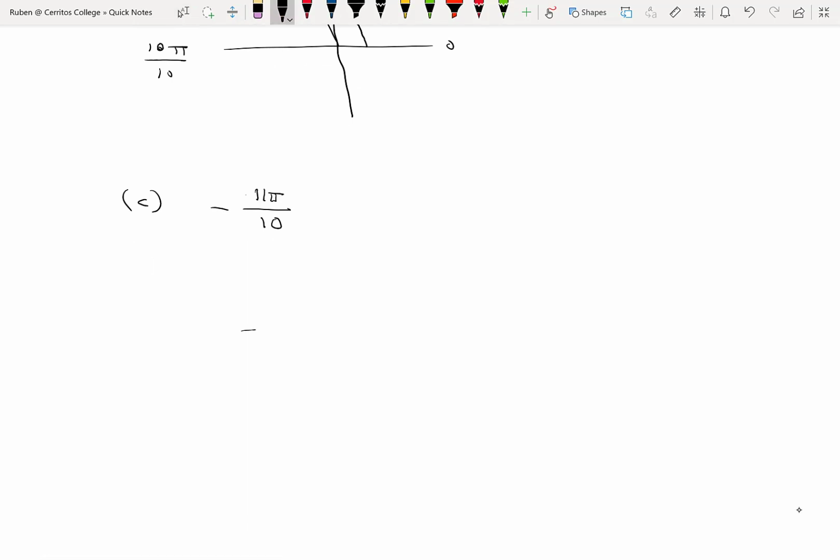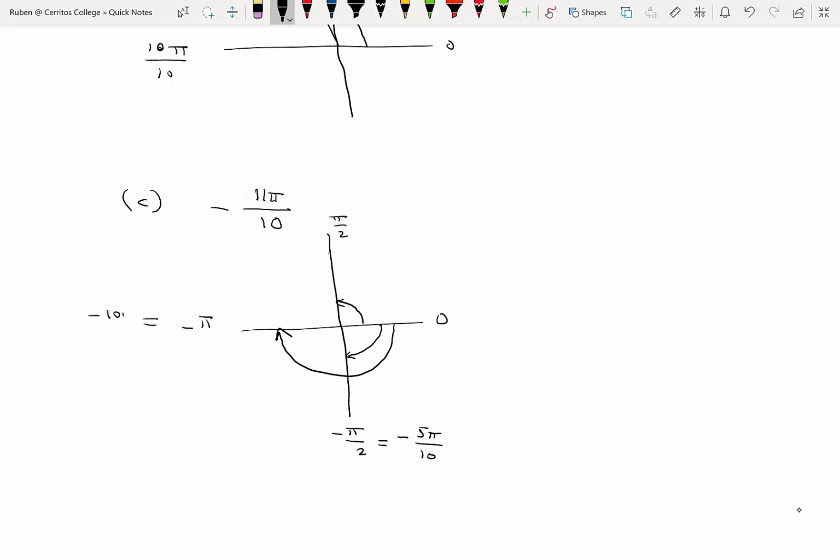A little tricky because we have to kind of think about negative angles. So negative 11 pi over 10. Well, here's 0. If positive pi over 2 is 90 degrees, then negative pi over 2 would be negative 90 degrees. But negative pi over 2 is the same thing as negative 5 pi over 10. And then negative pi, which ends up in the same terminal position as positive pi, is like having negative 10 pi over 10. So negative 11 pi over 10 would push just a little bit further into quadrant 2 again. So negative 11 pi over 10 would be another quadrant 2 angle. Okay?